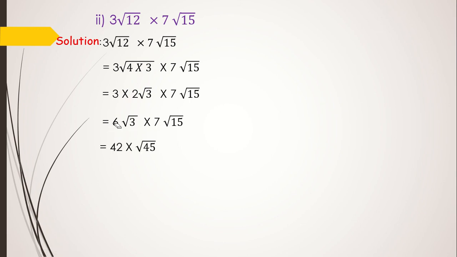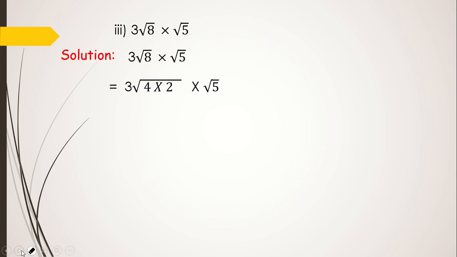So this is 42. 6 7s are 42 and 15 3s are 45. So that's root 45. This is the answer, 42 root 45. That's it. And this 45 can be further simplified because again 9 5s are 45, and root 9 we can write as 3. So 9 is a perfect square still. Otherwise we would leave the answer here. So multiply further and we get 126 root 5.